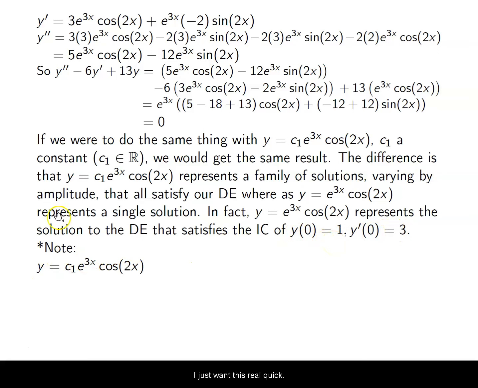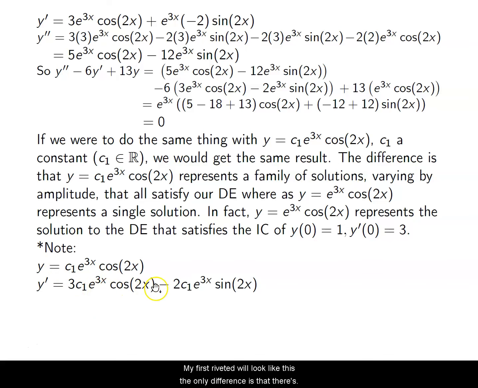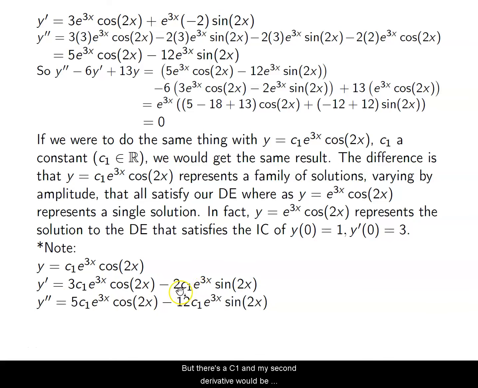So, for example, if we just run through this real quick, if this was my y, my first derivative would look like this. It's the exact same thing, except there's the constant c1 in each term. Still 3e3 cosine 2x, but with a c1. It's the same form, but there's a c1. And my second derivative would be the same thing: 5e3 cosine 2x times that constant multiple, and then minus 12e3 sine 2x, minus 12 times that constant multiple, e to 3x sine 2x.